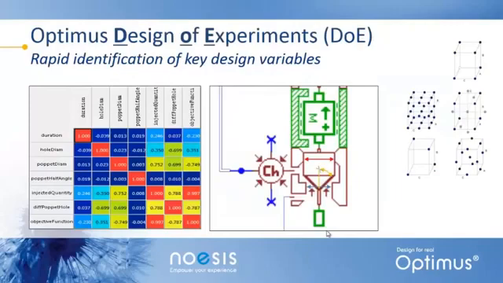Next capability is design of experiments. DOE, something that I'm sure many of you are very familiar with and using, is very critical to the optimization process for two reasons. The first one, which I'm showing you here, is the rapid identification of key design variables.